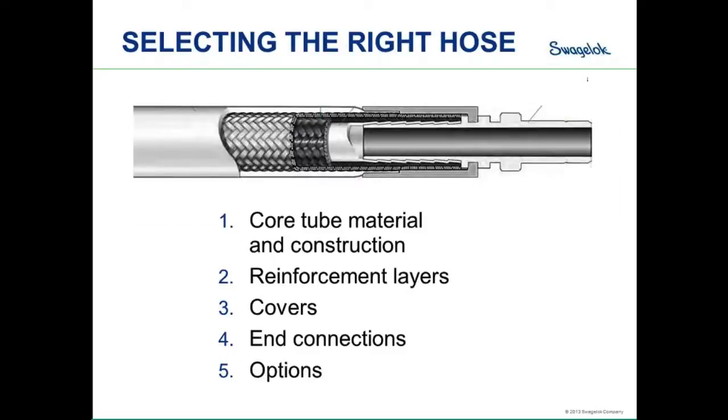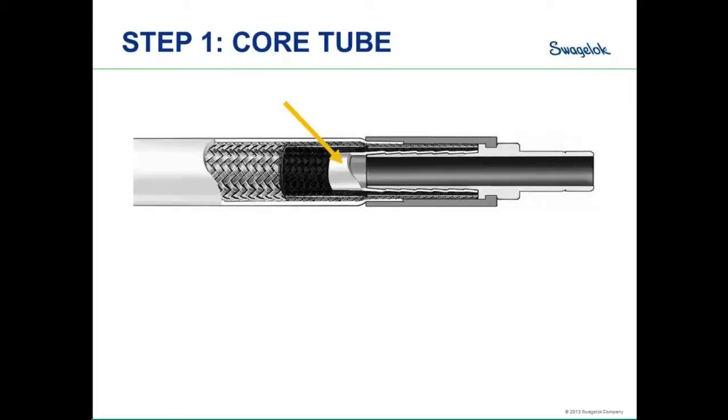Let's walk through the main components of a hose and see how it relates to proper hose selection. These components are the core tube, reinforcement layers, covers, end connections, and then options. First component to consider is the core. The core is also called the inner core, or referenced as the wetted surface. The purpose of this component is to provide media containment.